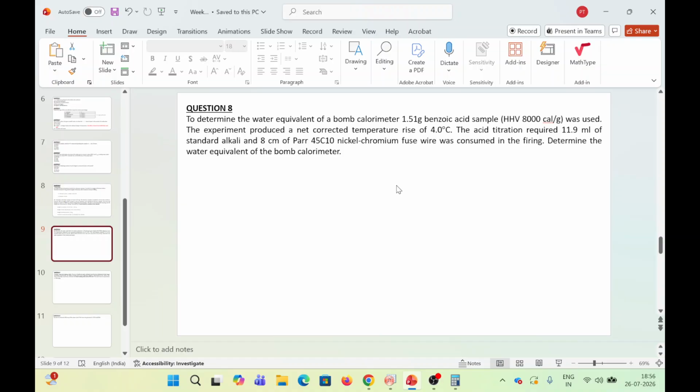Are these questions important from the exam point of view? That's the reason we are discussing them, because these are the questions that you may get in your assignment also, and might come in the final exam as well.